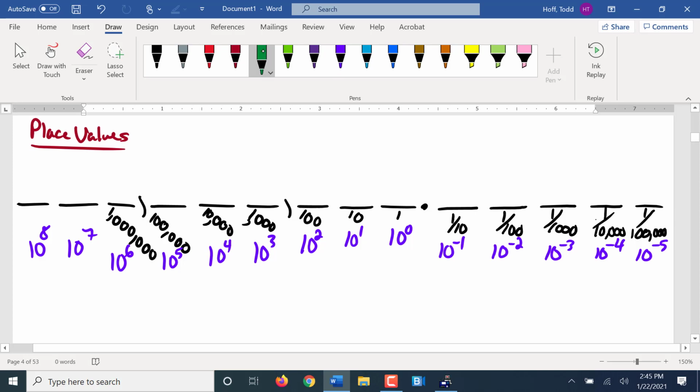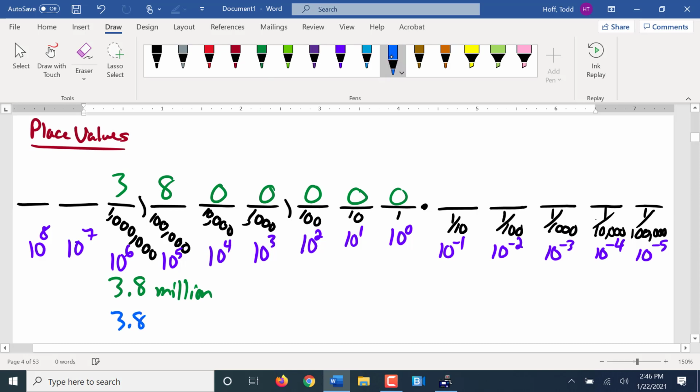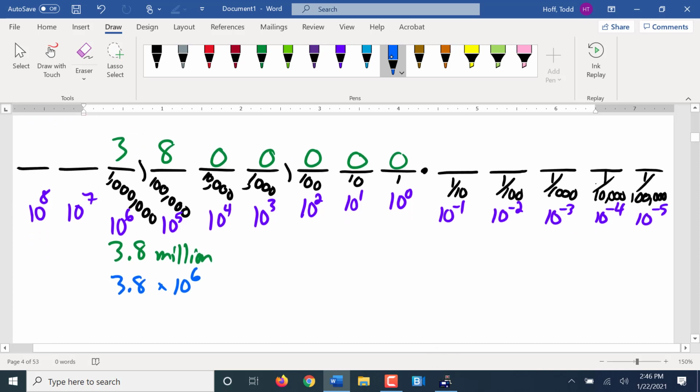Now we often will take a number like 3,800,000, and we will abbreviate it by writing it as 3.8 million. Well, there is a way we can abbreviate it even shorter by just saying 3.8. And instead of writing out the word million, we can just put in that power of 10, 10 to the 6th. And of course, you might be looking at that, recognizing this as scientific notation.